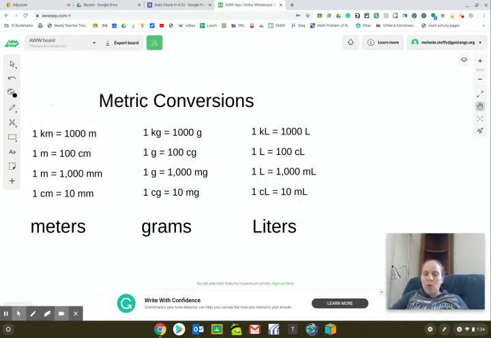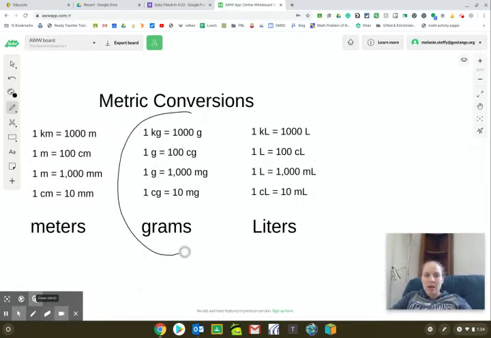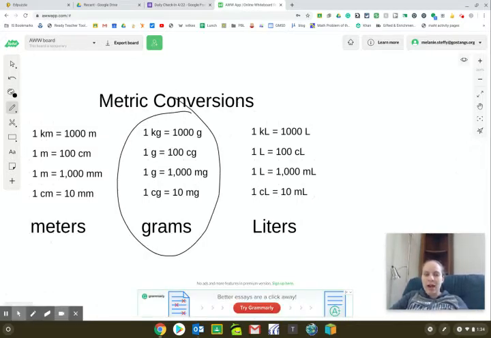So once again, 1 kilometer equals 1,000 meters. 1 kilogram is equal to 1,000 grams. 1 kiloliter is equal to 1,000 liters. So what's nice is if I had only given you this section over here, you can use that for meters and liters conversions too. You just have to change the G to a capital L if you're doing liters, or the G to an M if you're working with meters.